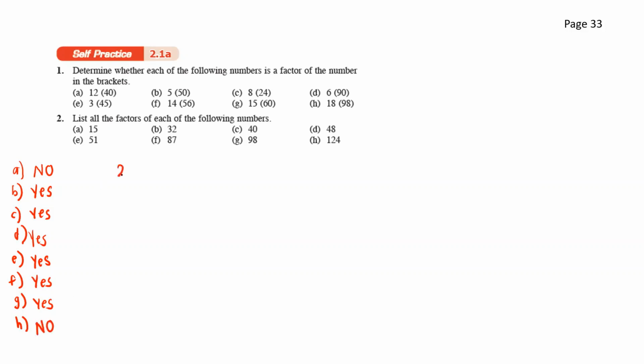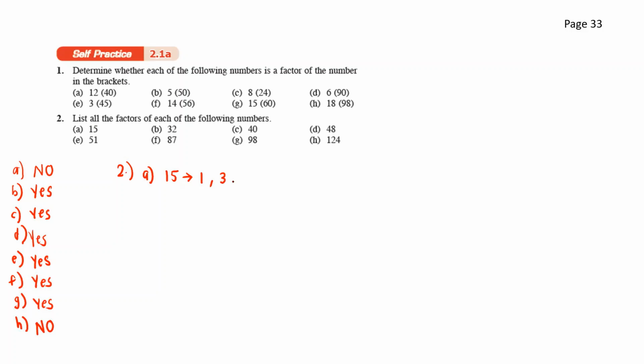Next, for number 2, list all the factors of each of the following numbers. So let's try it out here. Let's see what numbers can divide 15 into a whole number. So if we divide 15 by 1, we get a whole number. If we divide 15 by 2, we will not get a whole number.